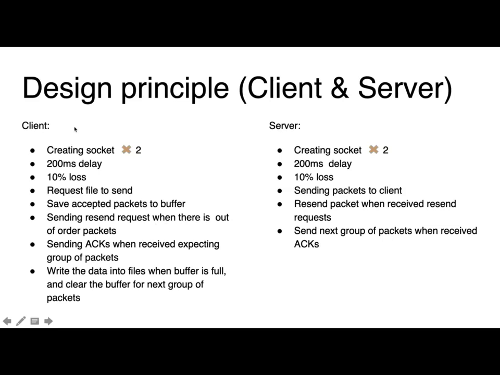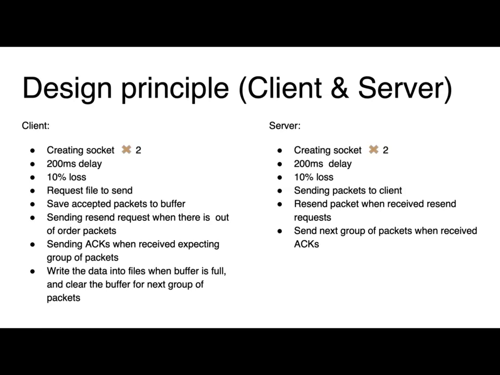For the client side, we are creating two sockets. The reason for that, we will explain later. Then we add 200 milliseconds delay and 10% loss, and we request a file to send by inputting the file name from the keyboard. When we accept the packets from the server side, we save them to the buffer. When there are out of order packets, we send a resend request in order to provide reliable service.